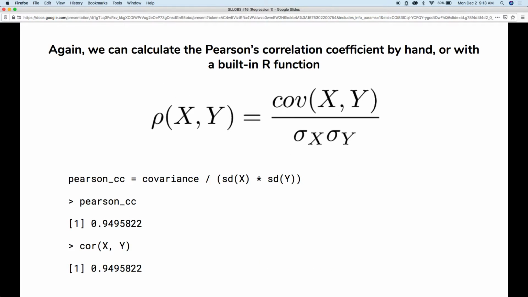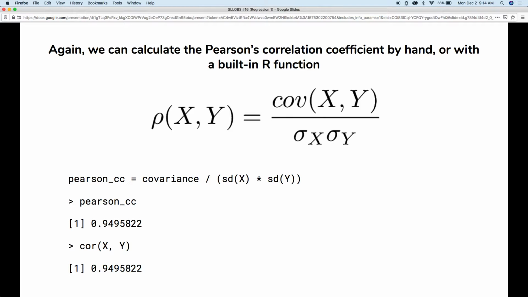To do that, we just take the covariance that we've defined and divide it by the product of the two standard deviations of x and y. We get out the Pearson's correlation coefficient of 0.949, and we can compare that to an automatic function that R has for calculating this, which is just cor for correlation. And we find that, again, our manual calculation is exactly the same as the one that's returned by R automatically, which is a nice sanity check.